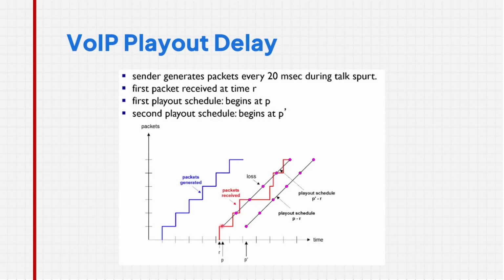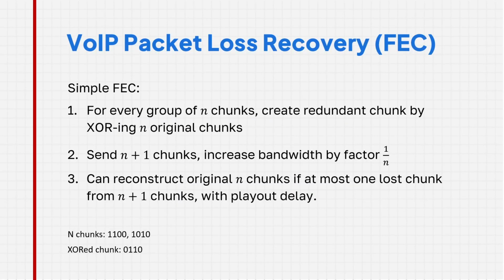Okay. Then we are going to talk a bit about voice over IP. Voice over IP itself has two types of packet loss recovery system. The first one is the simple error correction scheme. How does this work? If I want to send n chunks, for every n chunks of data, I will need to append one redundant chunk. This redundant chunk contains the XOR of every single chunk among those n chunks.